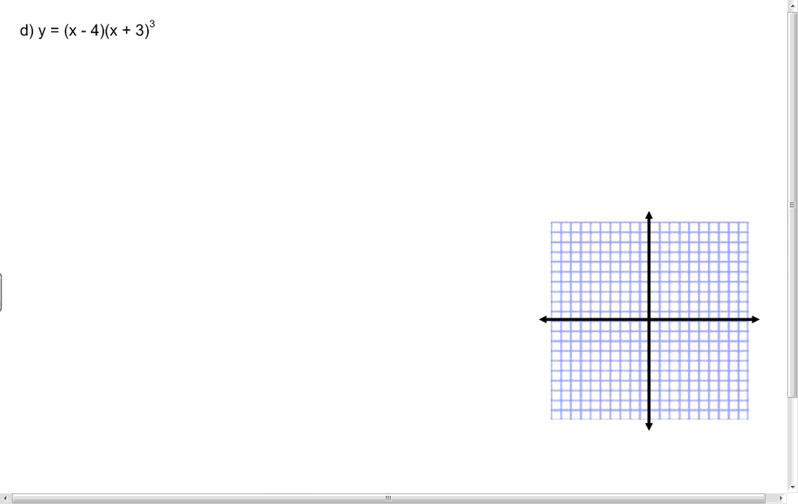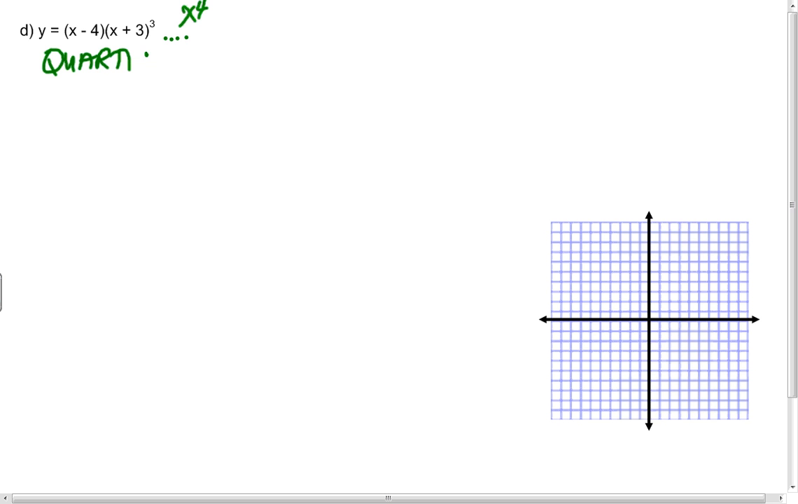The last of the kind of graphing and getting a sense of what they look like for the review. Y equals x minus 4, x plus 3 cubed. Love it because it's in factored form. If I were to expand all of that, I would have x to the 4th. I'm not going to because I like it in the form that it's in, but it is a quartic.